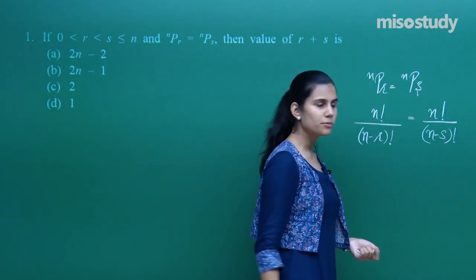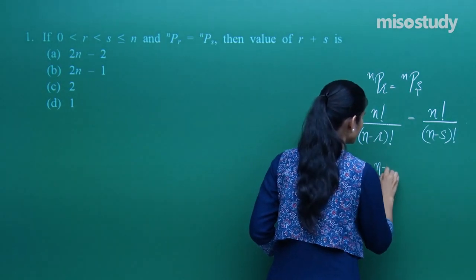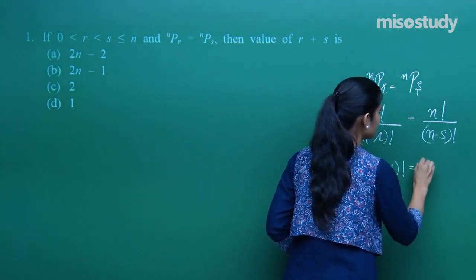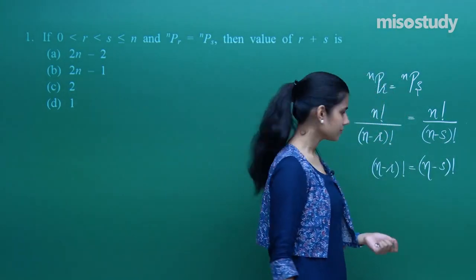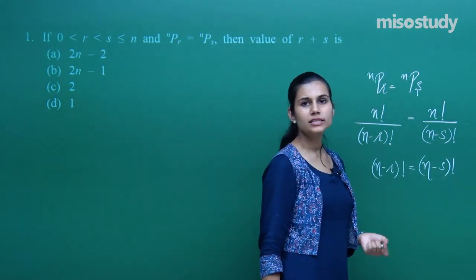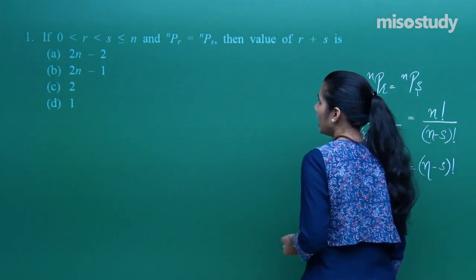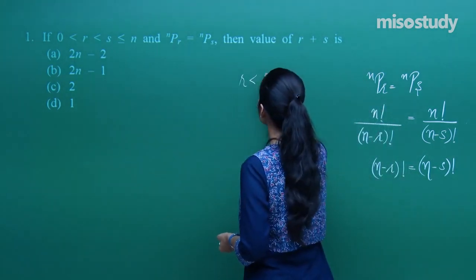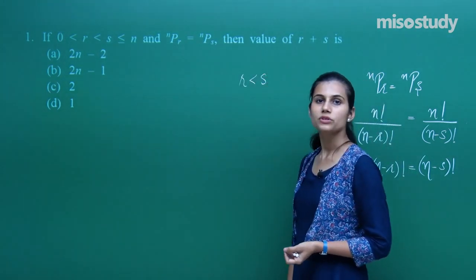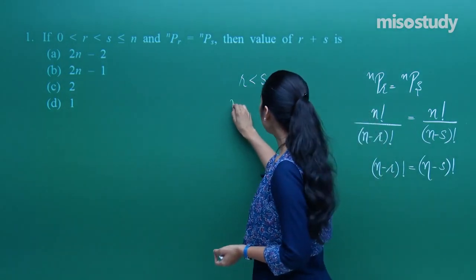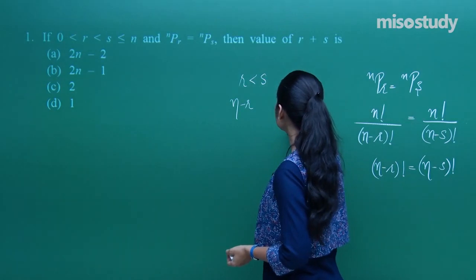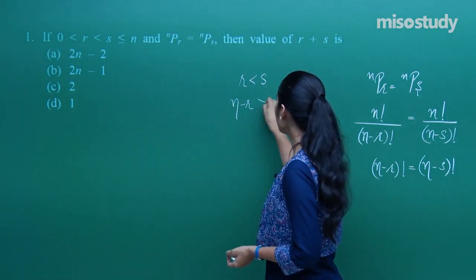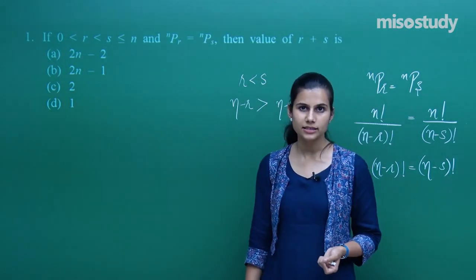Direct implication of the formula. This eventually means that N minus R factorial equals N minus S factorial. Now once you've got this, what is the next step? See, R is less than S. R is a quantity which is less than S. So when from N you are going to remove R, and when from N you are going to remove S, R is less than S, so N minus R will be greater than N minus S.